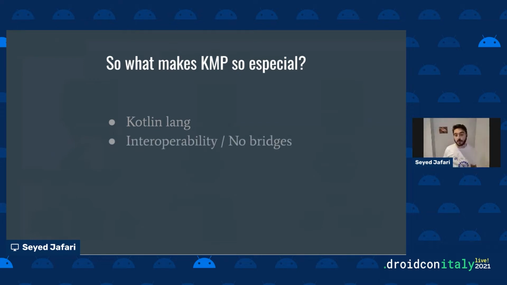The next one is interoperability and no bridges. Unlike the other technologies that I showed you, Kotlin Multiplatform doesn't need a bridge or interoperability. It basically runs on that system natively, directly on the system. As a side effect, you get native performance, as opposed to, let's say, React Native, which has to run through a JavaScript bridge, and then the JavaScript engine runs your code on the system. No, your code runs natively on the system.